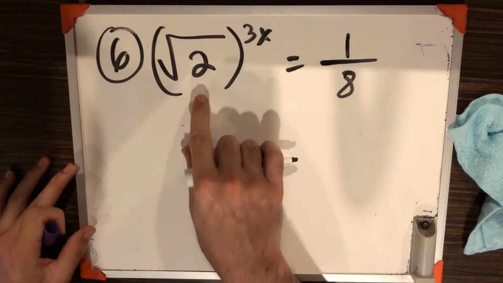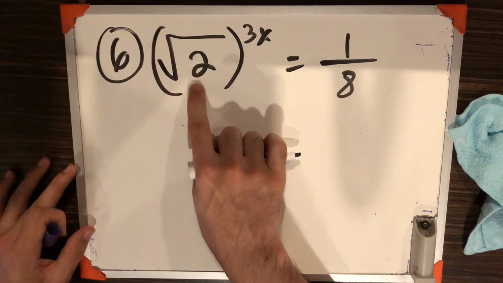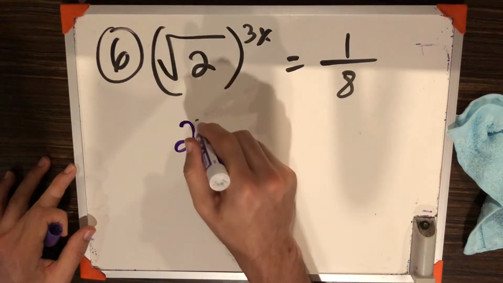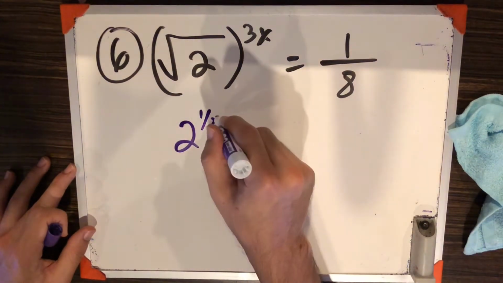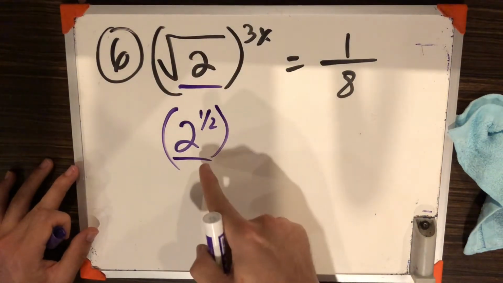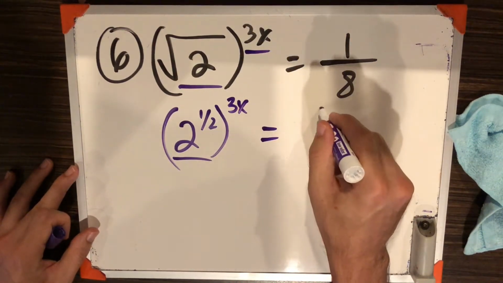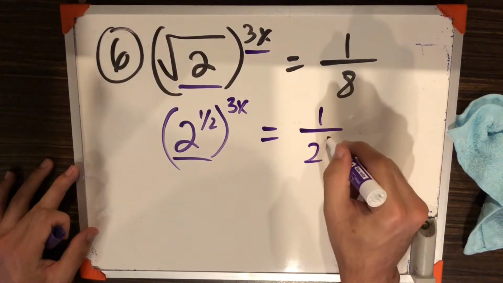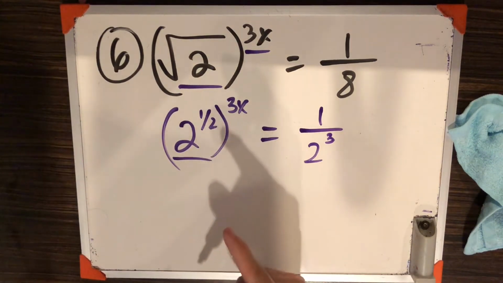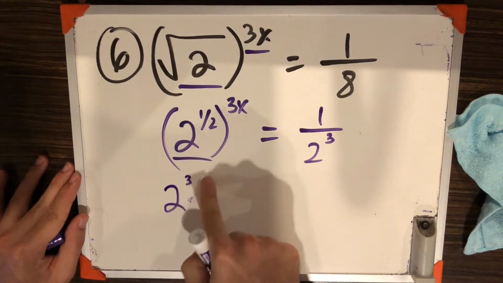Alright, number 6. For radicals, again, I'm probably looking for a base of 2. But for radicals, you want to always change those into exponent form, especially when it helps you out here. The square root of 2 is the same thing as 2 to the 1/2 power. Again, this and this are the same exact thing. Okay, one's in radical form, one's in exponent form. Of course, I can't forget about that 3x that's hanging out. And then 1 over 8 I can change into 1 over 2 to the third power, right? Let's do power to a power here. 1/2 times 3x, that's 2 to the 3 over 2x power.